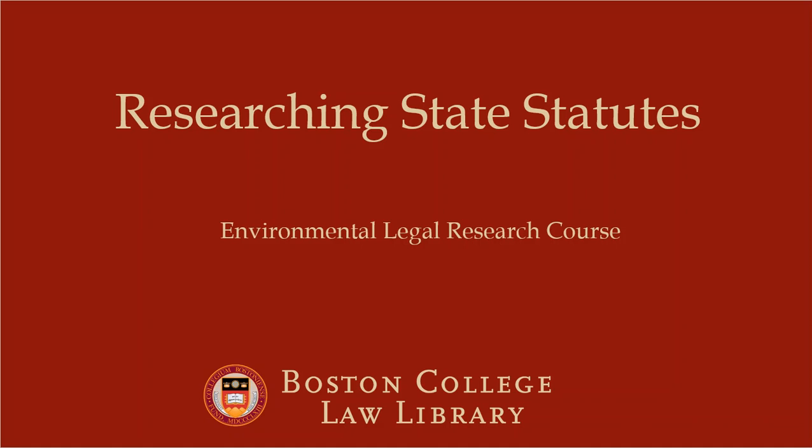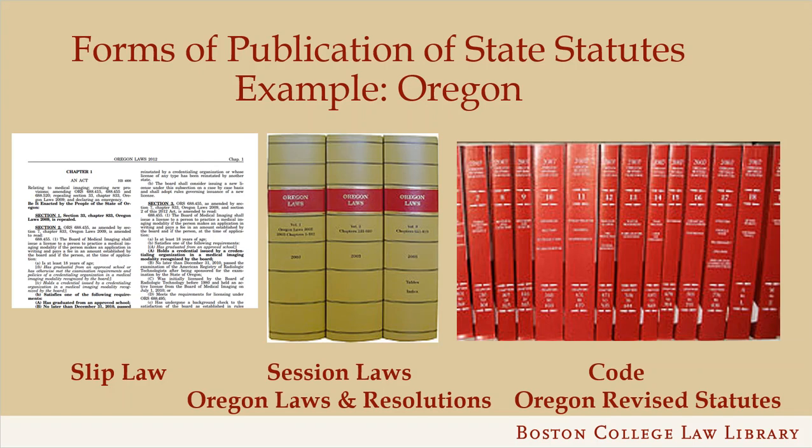State statutes are published the same way as federal statutes, first in slip law form, then chronologically as session laws, and then incorporated into a subject arrangement as a code. Codes can be official, that is, either published by the state itself, or published under contract with the state, or unofficial, created by a commercial publisher for the purpose of making a profit. And codes can be annotated or unannotated.